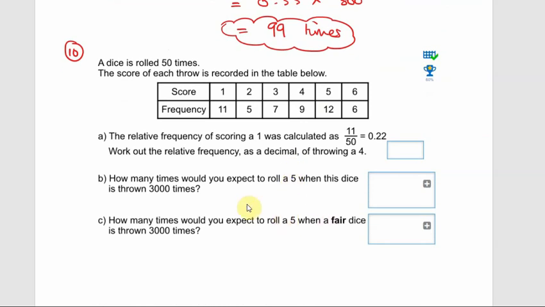And the final one. A dice is rolled 50 times. So I know that my total there would be 50. Relative frequency of scoring a 1 is 11 over 50, but that's because we've done the 11 over the total. What about throwing a 4? Well, that would be 9 over 50. How many times would you expect to roll a 5 when a dice is thrown 3,000 times? So the probability of getting a 5 would be 12 over 50. And if we were to simplify that, could write it as 6 over 25, not so much needed.